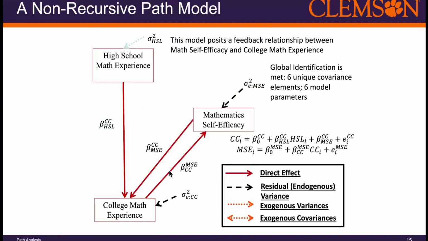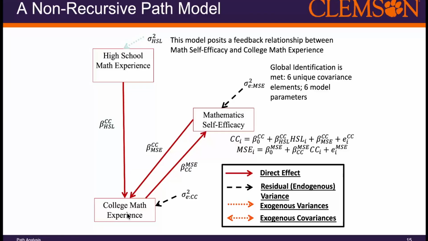Now let's compare that with a non-recursive path model. Right? This model that you see here posits a feedback relationship between college math experience and math self-efficacy. You can think of it this way: the more college math you take, you clearly have to pass those classes to keep moving forward. So if you pass the class, that might improve your math self-efficacy, which in turn, when the next math class comes, since you feel strongly that you can do math, you can go back and take more college math.